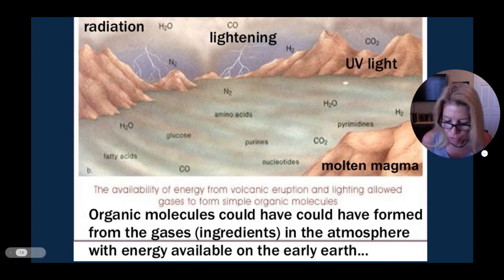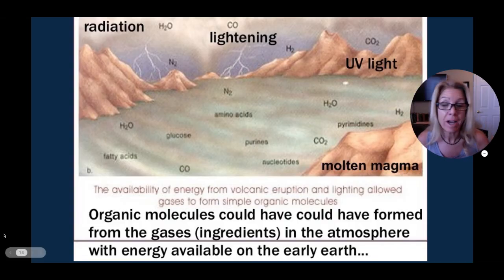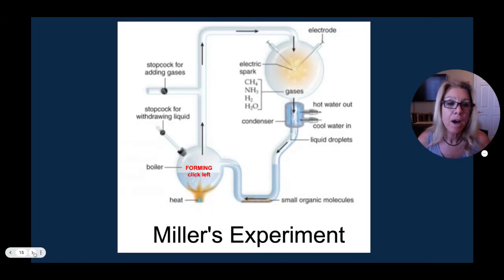So the primordial soup hypothesis, early Earth gases, you have most of this: methane, ammonia, hydrogen, and water were put in a cycling apparatus. This was an experiment done by Miller, and here's Miller's experiment. So he put those gases in an apparatus and he circulated them around. You can see he had electrodes right here. This would be like lightning. This heat right here could be like molten magma.